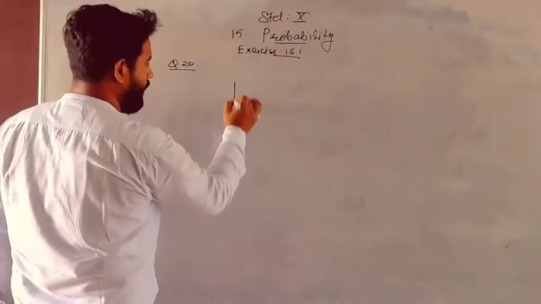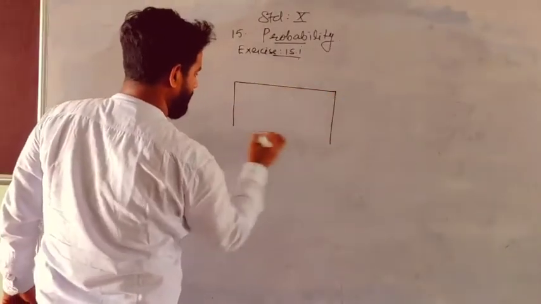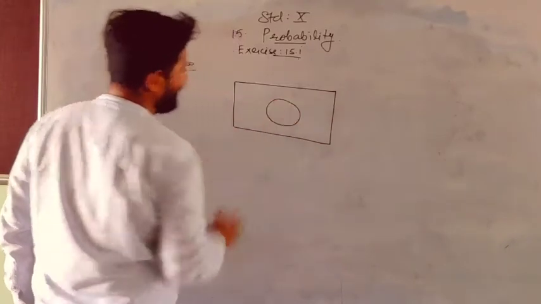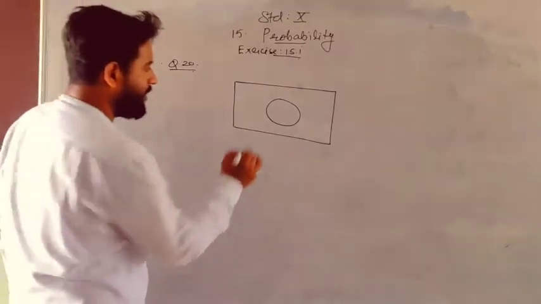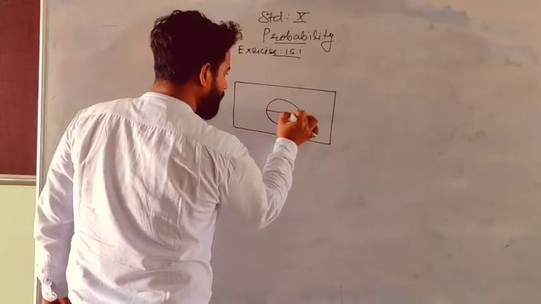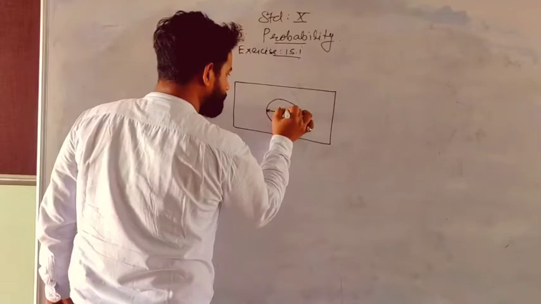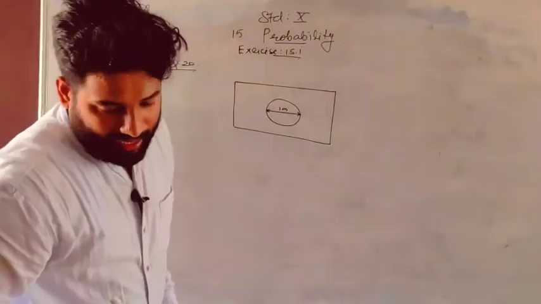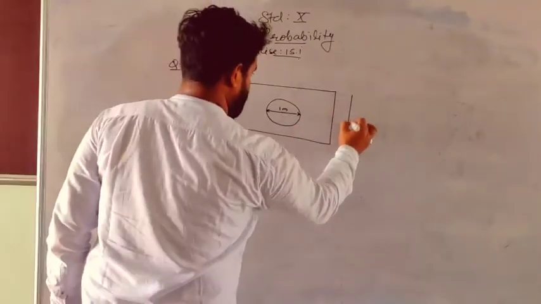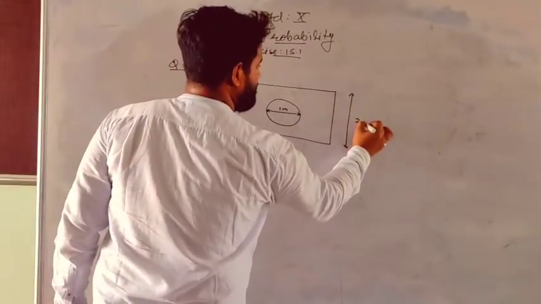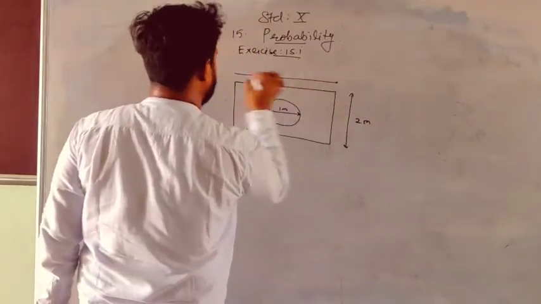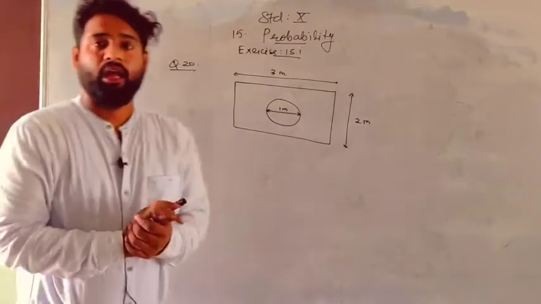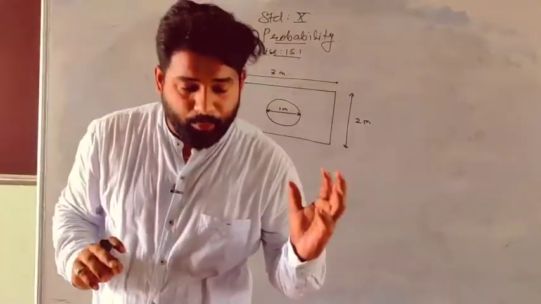Now a rectangular field is there, and inside it one circle is there. The diameter of this circle is given as 1 meter. And this width is already mentioned as 2 meter, and this length is already mentioned in the textbook, it is 3 meter. This is the diagram given in your question, and what it is asking is, suppose you drop a die.